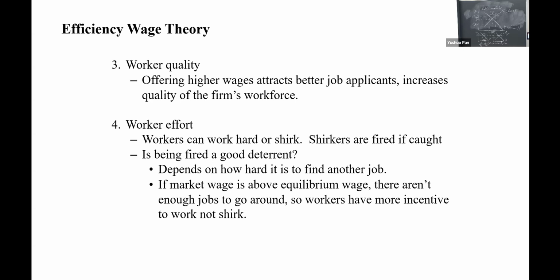Workers can work hard or shirk. Shirkers are fired if caught. So if the wage is higher, then the opportunity cost for workers to shirk is really high. So for rational workers, if the wage is high enough, they are going to work really hard. And in that way, the productivity from that worker will be really high. For the firm, of course, more revenues. Is being fired a good deterrent? It depends on how hard it is to find another job, right? If the market wage is above the equilibrium wage, there aren't enough jobs to go around, so workers have more incentive to work instead of shirking.